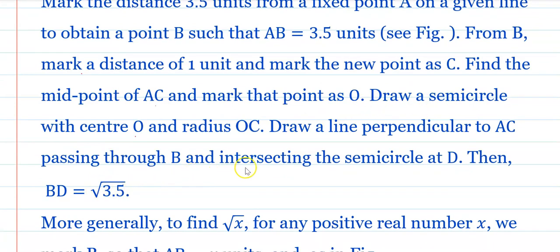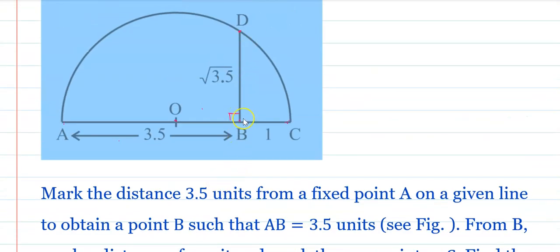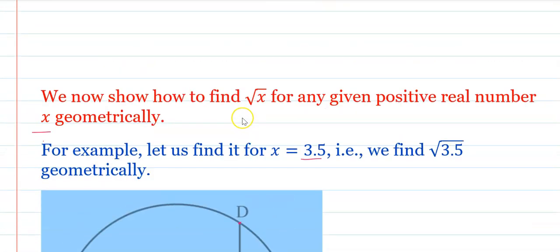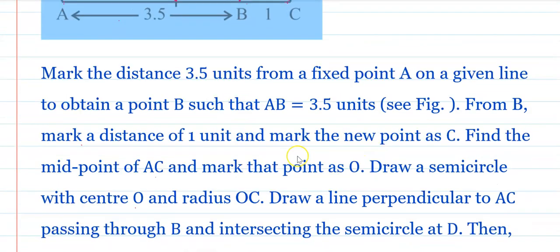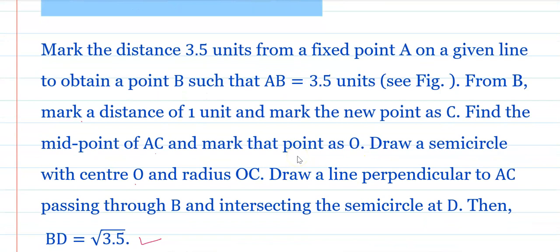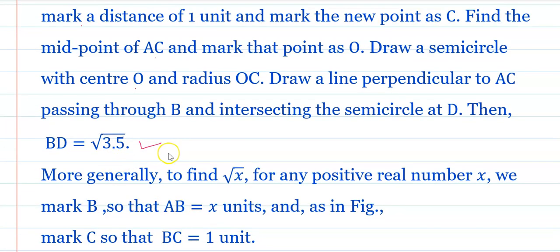Therefore, draw a line perpendicular to AC, passing through B and intersecting the semicircle at D. Then BD is equal to root of 3.5. This distance is nothing but the root of 3.5, which we wanted to find out. Now, geometrically, we can also do it with the help of the Pythagoras theorem.